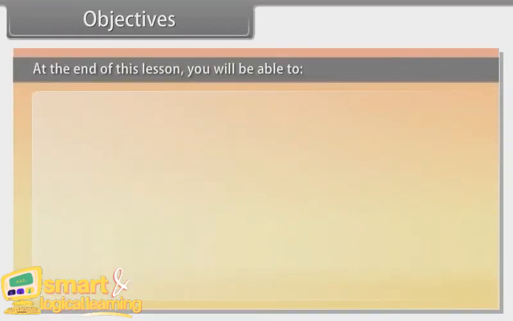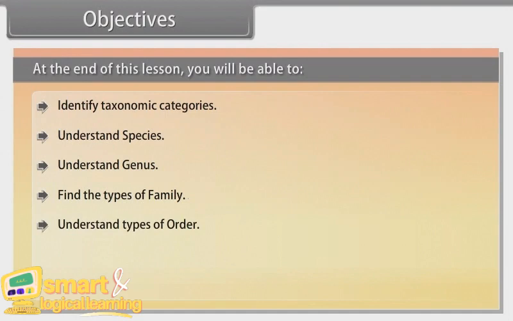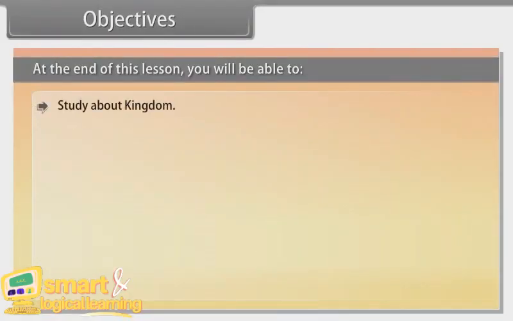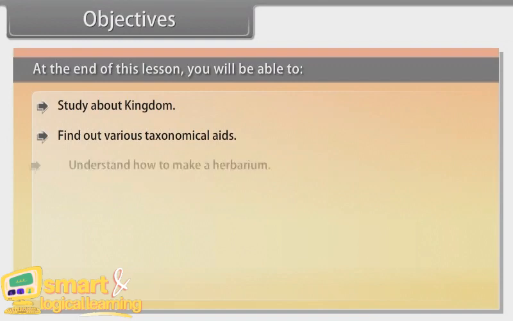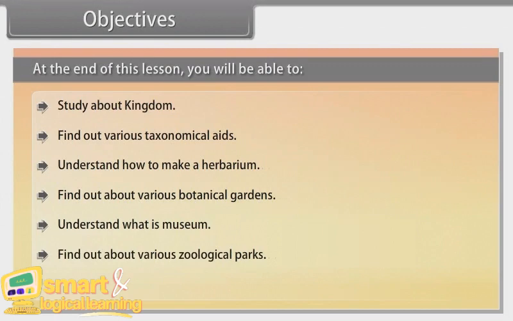Objectives. At the end of this lesson, you'll be able to identify taxonomy categories, understand species, understand genus, find the types of family, understand types of order, understand class, understand phylum, study about kingdom, find out various taxonomical aids, understand how to make a herbarium, find out about various botanical gardens, understand what is museum, find out about various zoological parks, and understand what is key.